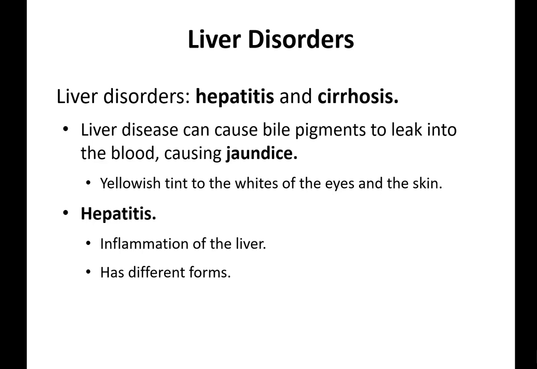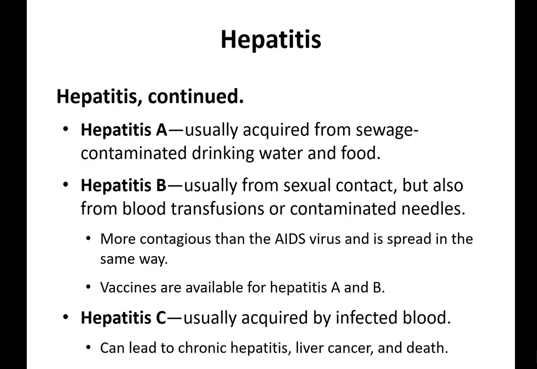Hepatitis is inflammation of the liver and has different forms. Hepatitis A is usually acquired from sewage-contaminated drinking water and food. B is usually from sexual contact, but also from blood transfusions or contaminated needles. It is more contagious than the AIDS virus and spreads in the same way. Vaccines are available for hepatitis A and B. Hepatitis C is usually acquired via infected blood and can lead to chronic hepatitis, liver cancer, and death.